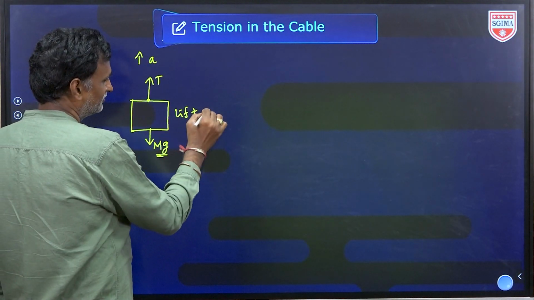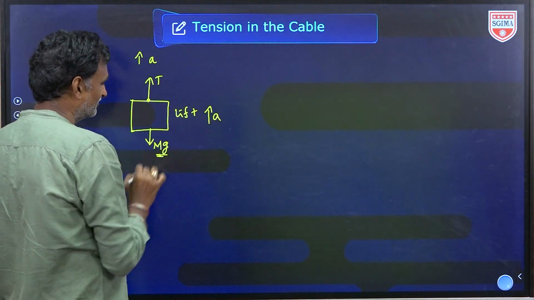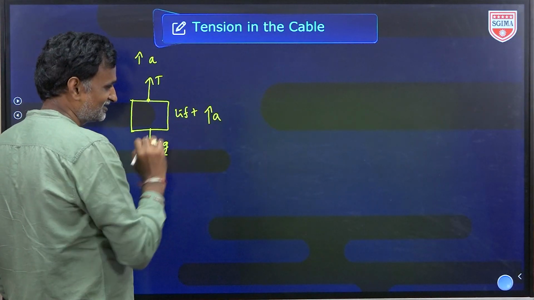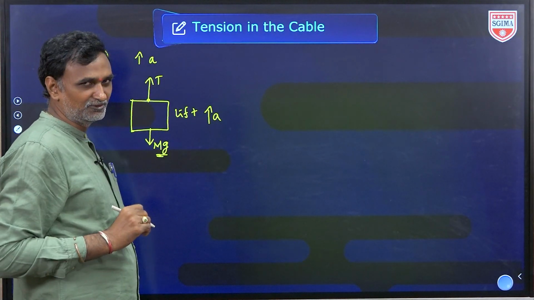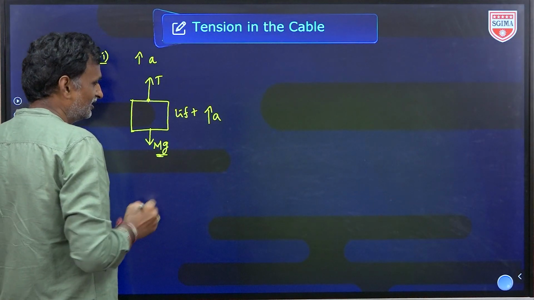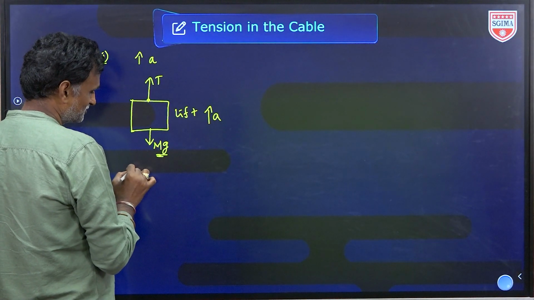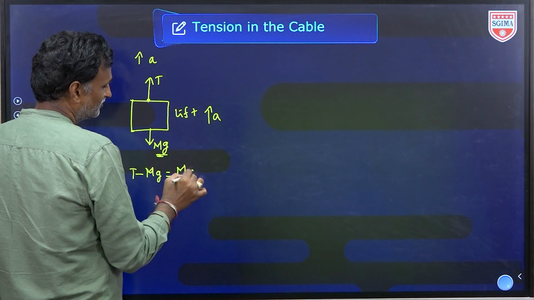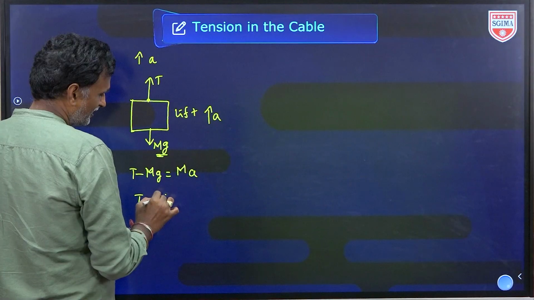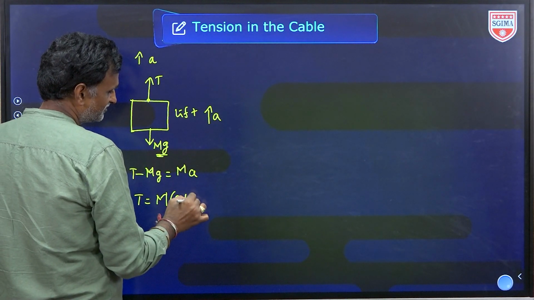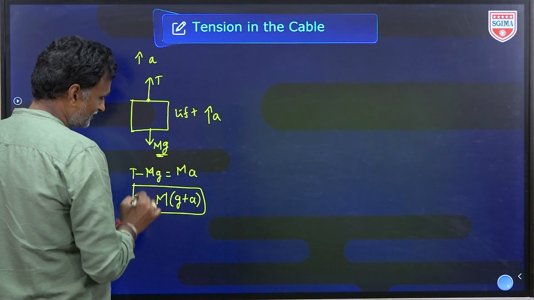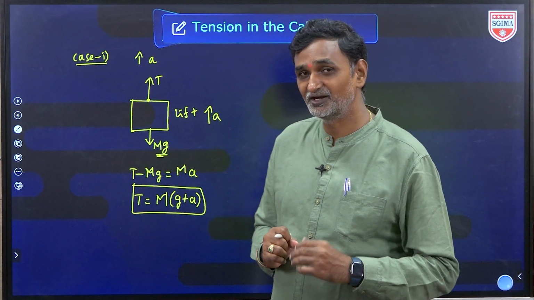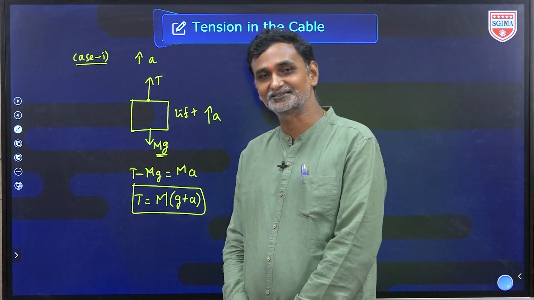Now, it is moving upward, and we have taken acceleration upward. Then the tension in the cable is not at all equal to mg. Whenever acceleration is 0, the tension in the cable equals mg only. Then, moving upward with acceleration, T minus mg equals ma. So, T equals m into g plus a, and here we can see the tension in the cable increases beyond the original weight whenever it is going upward with some acceleration.